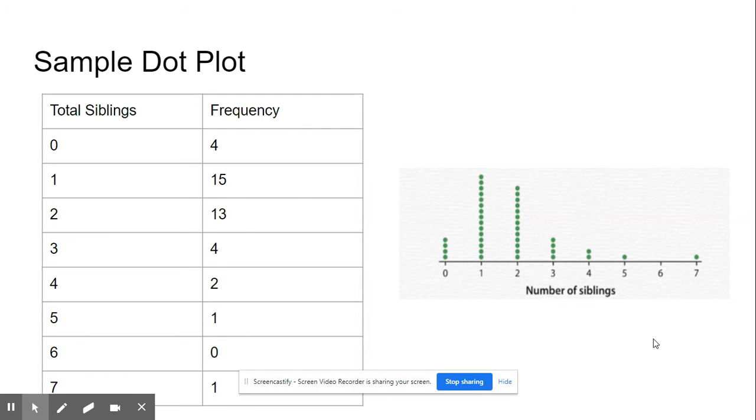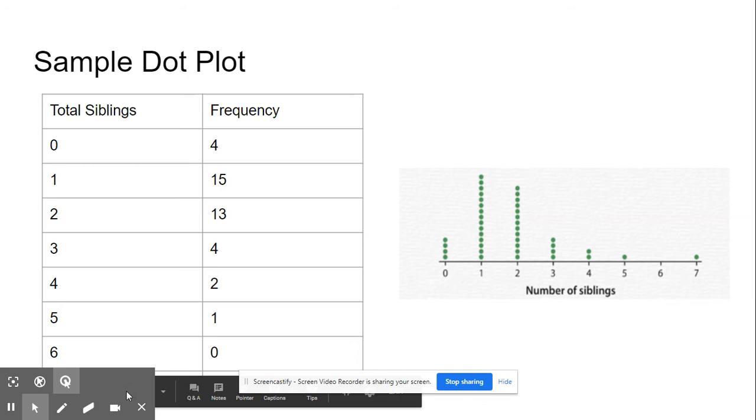Here's a sample dot plot using a frequency table of 40 people who were asked about the total number of siblings. Take a moment and look at the frequency table and look at the dot plot. Consider, how would you describe this dot plot? Is it skewed left, skewed right, or relatively symmetric? Also, does this dot plot have any outliers?